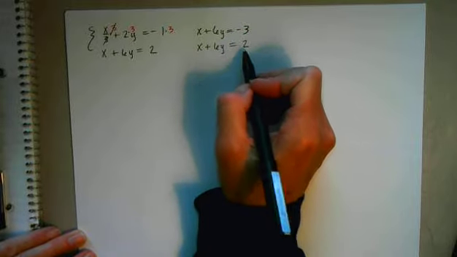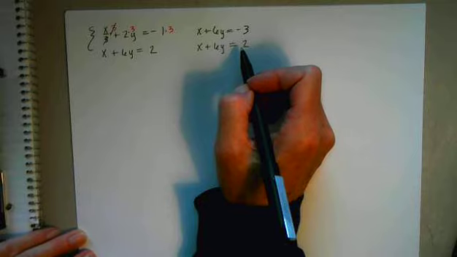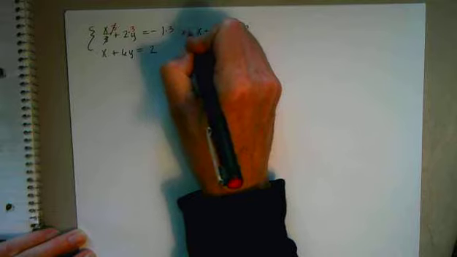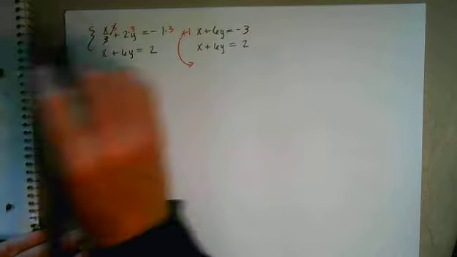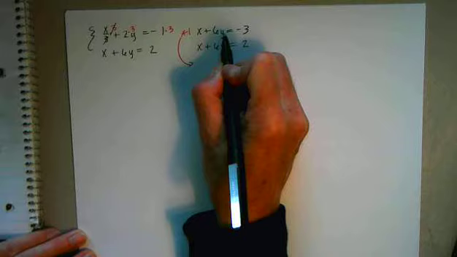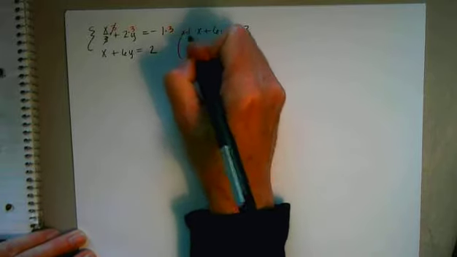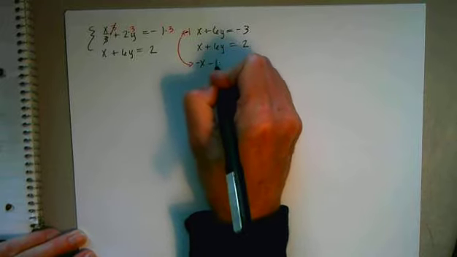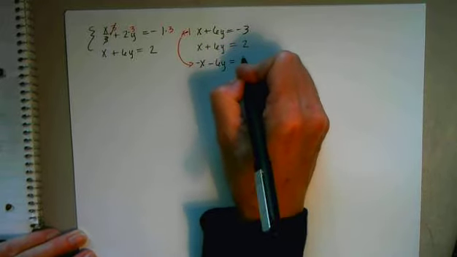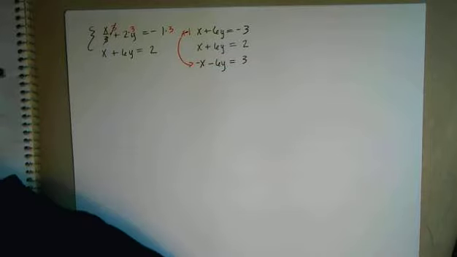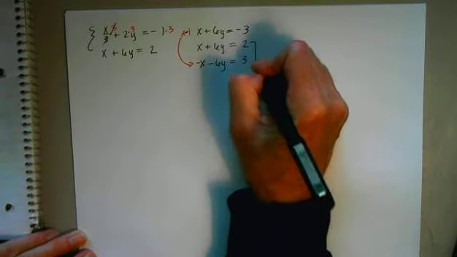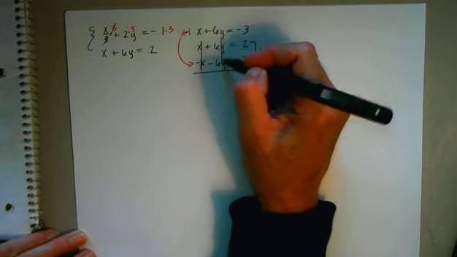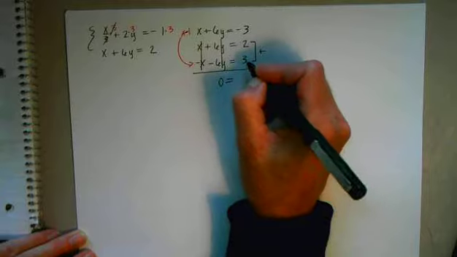But these are different. So let's go ahead and go through the process like we don't notice anything. And let's multiply this by negative 1. So I'll multiply the top by negative 1. So I'll multiply that all the way through. I now have negative x minus 6y plus 3. Now I'm going to add these two equations together. So if I add those, look what happens. My x's cancel, my y's cancel, but I have 2 plus 3 is 5.